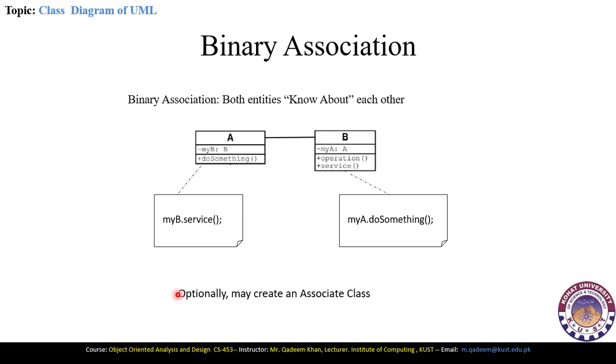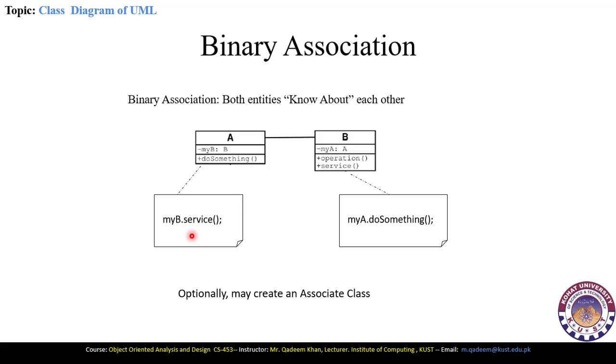Now we are providing you all these relations with the help of programming examples. The first one is called the binary association. In the binary association, both classes access each other. For example, if we have class A and another class B, in class A we declare a private object of B, that is myB, the object of B. Similarly, in class B, we also declare a private object of A, which is the object of the A class. There are functions: doSomething in class A, and operation and service in class B.